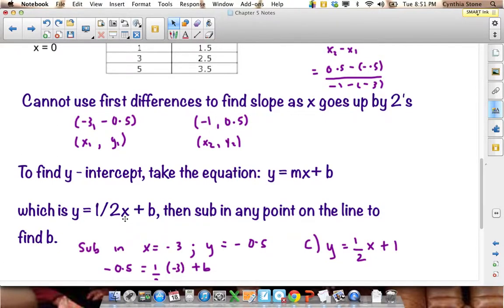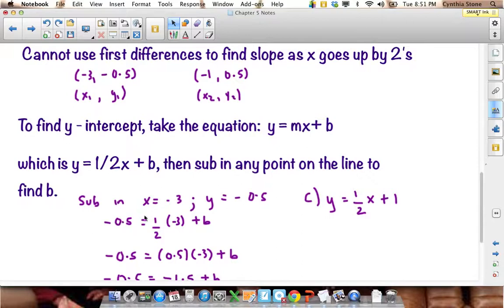and then you can solve for b. Okay, so if I took the point where x equals -3 and y is -0.5, which is this point here, I put in -0.5 here, 1/2 times -3 plus b, and I'm solving for b.